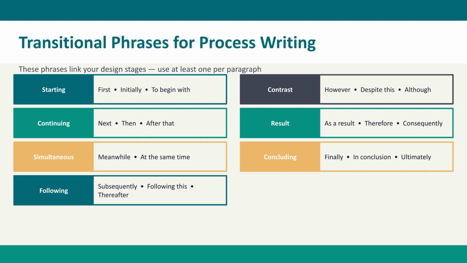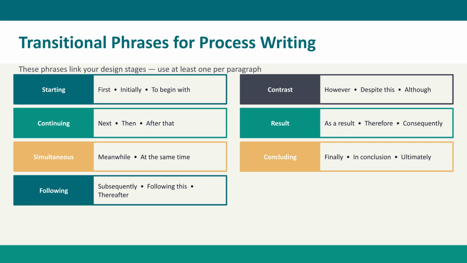Right. Let's talk about something that is small in size but massive in impact. Transitional phrases. Here's the truth. Without transitions, a process essay is just a list. It has information, but it doesn't flow. It doesn't feel like a journey. It feels like a set of disconnected events. Transitions are what stitch everything together. Look at the 7 categories on screen.